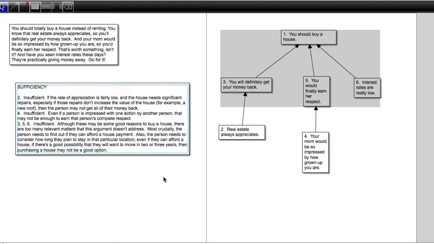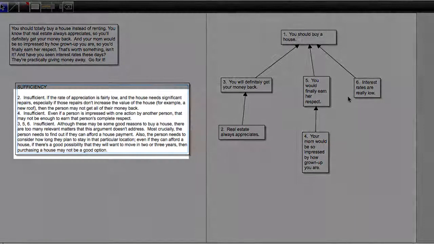Buying a house is a very big decision, so there are probably lots of other things that need to be considered. But the sufficiency question says, even if these are all relevant, and even if these are all acceptable, are they enough? And these 3, in my estimation, just aren't enough to establish the claim you should buy a house. So I think these 3 are insufficient, even if they are acceptable, and even if they are relevant. Okay, that's step 7.